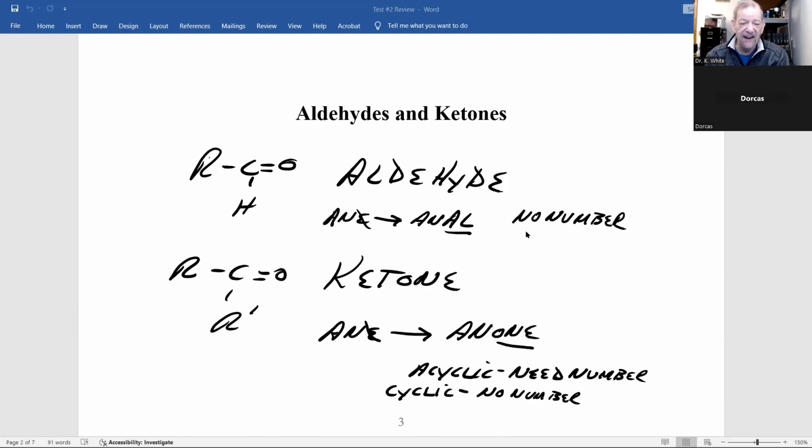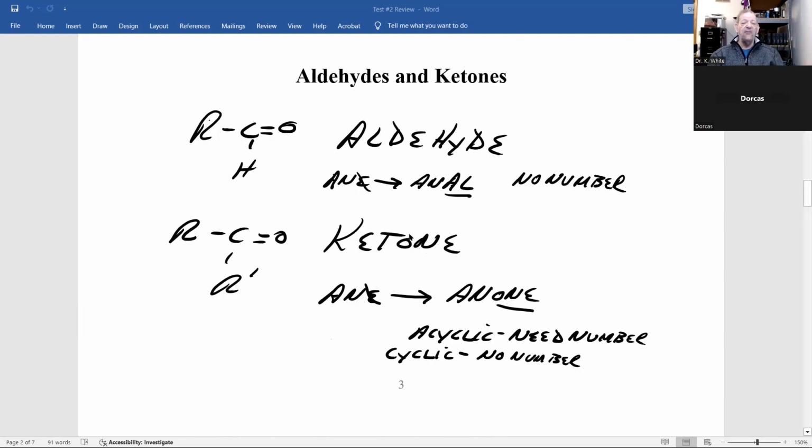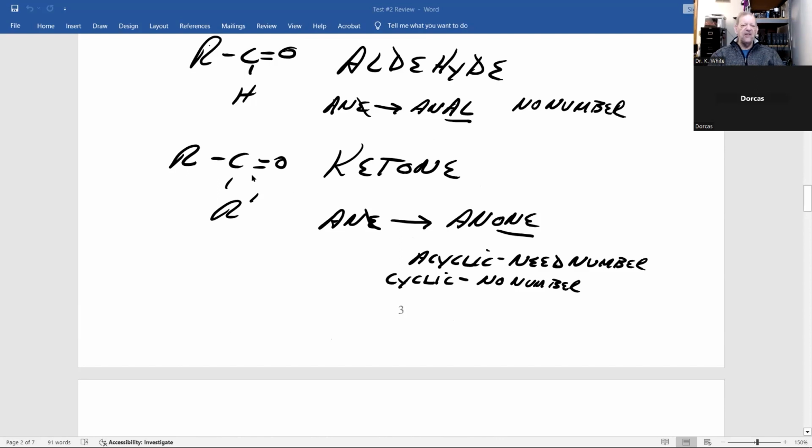All right, you can't have an aldehyde in a ring. You can't. It's impossible. So let's move on to ketones. A ketone is a carbonyl group with two R groups. How do you name it?